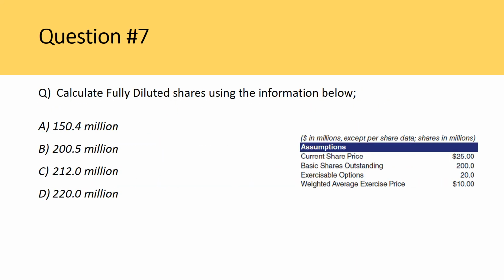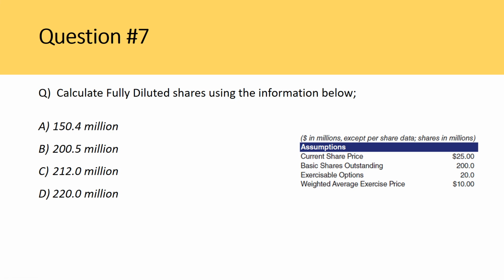Okay, now question 7, calculate fully diluted shares using the information below. So now we have to use the Treasury stock method to calculate the fully diluted shares. We know basic shares outstanding of 200, and we don't have any convertible securities. So the only calculation is the in-the-money options. We have exercisable options of 20, and the weighted average exercise price is $10. That is below the current share price of 25, therefore it's in the money. So we have to calculate the new incremental shares using the Treasury stock method with this information. And I can do it with you.